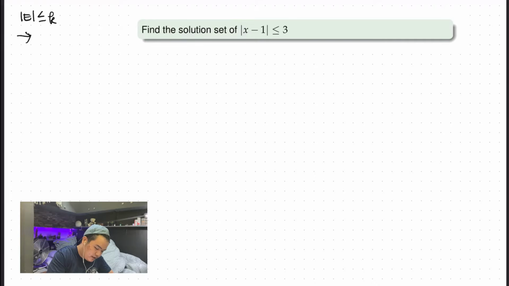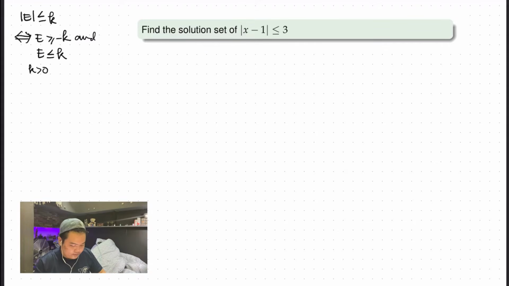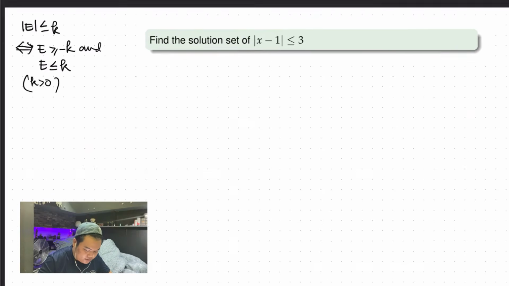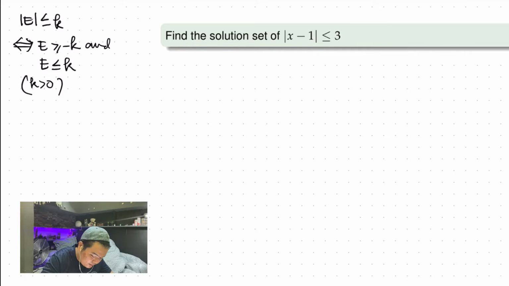It means E is greater than or equal to negative K and E is less than or equal to K, where K is positive. K is positive dapat. Okay, so, gawin natin itong pinakauna. So, this is your E, and this is your K.